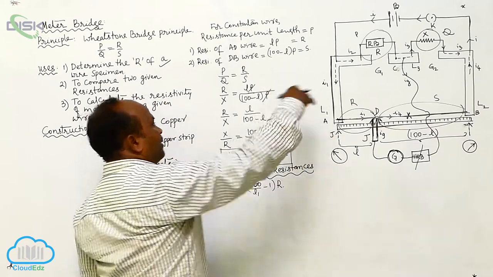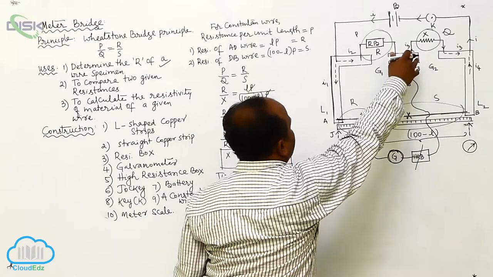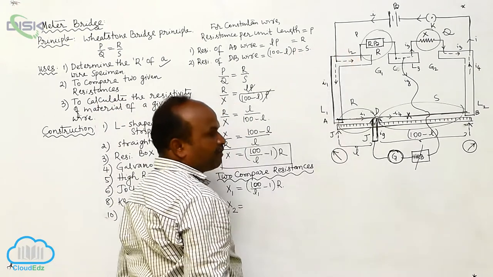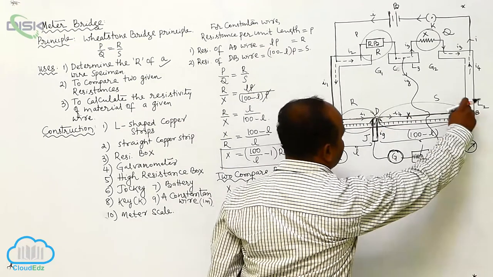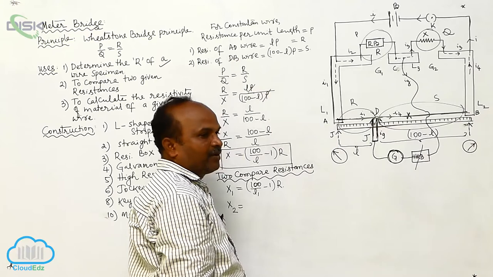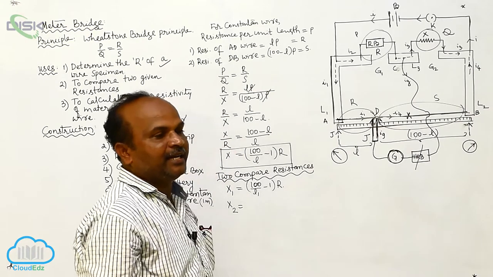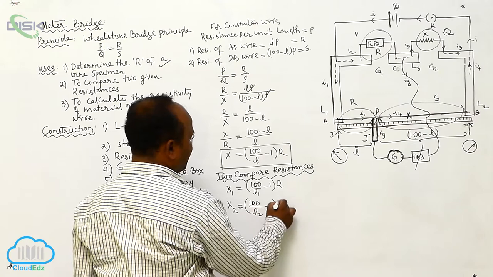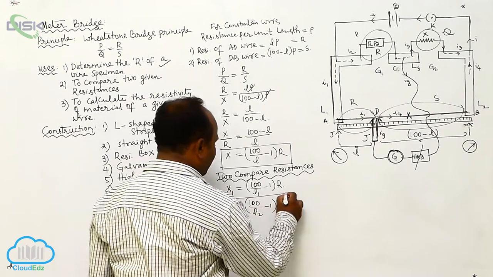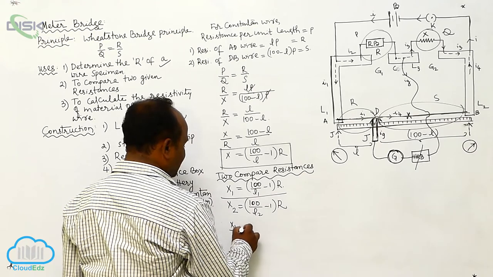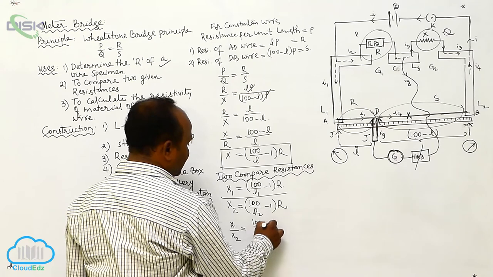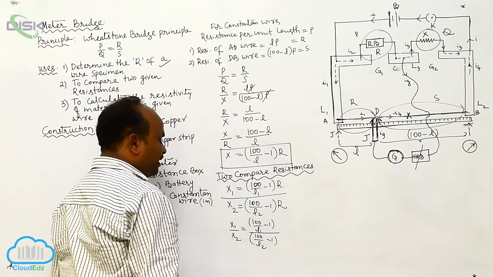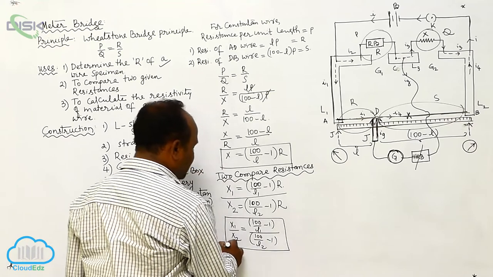Next, remove the first resistance and keep the second resistance, whose value is X2. Whenever the second resistance is kept, once again the jockey is moved along the AB wire, where we get the null deflection. The null deflection we got at a distance of L2, thereby X2 is (100 by L2 minus 1) into R. Now on dividing both, X1 by X2 is equal to (100 by L1 minus 1) by (100 by L2 minus 1). By substituting L1 and L2, we can compare the two resistances.